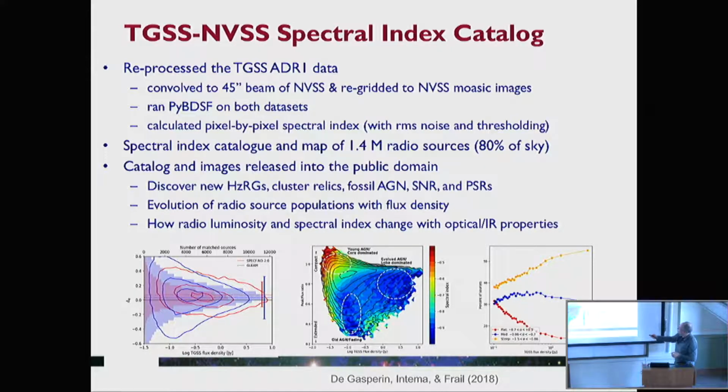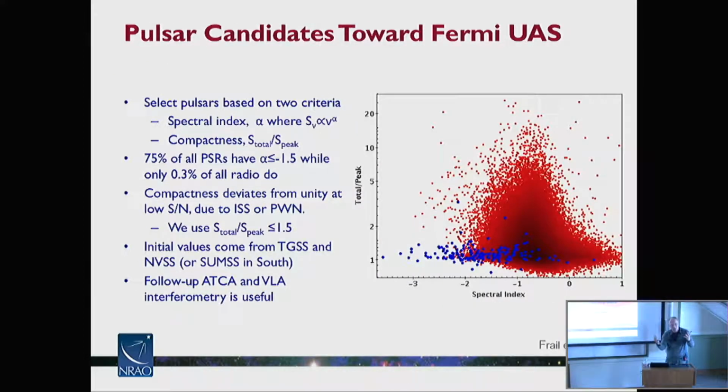So we created a catalog now of 1.4 million radio sources, 80% of the sky, with spectral index limits on them. So it's a very valuable resource if you're a high-energy astronomer interested in the radio properties of sources. It's all available: the FITS images, the catalog, everything. There are some beautiful figures in here where you can take all 1.4 million sources and have some fun with them, and I don't have time to talk about that. But those are the two fundamental databases I'm going to use to find pulsars.